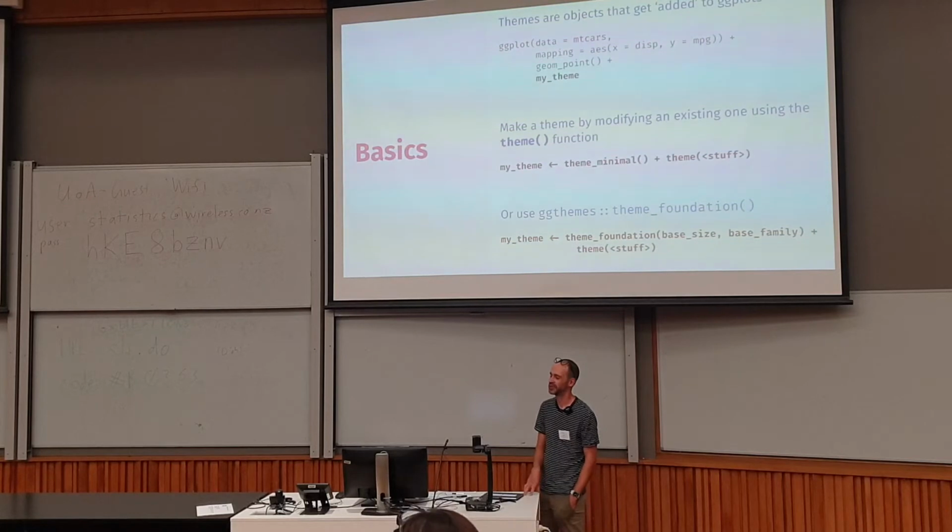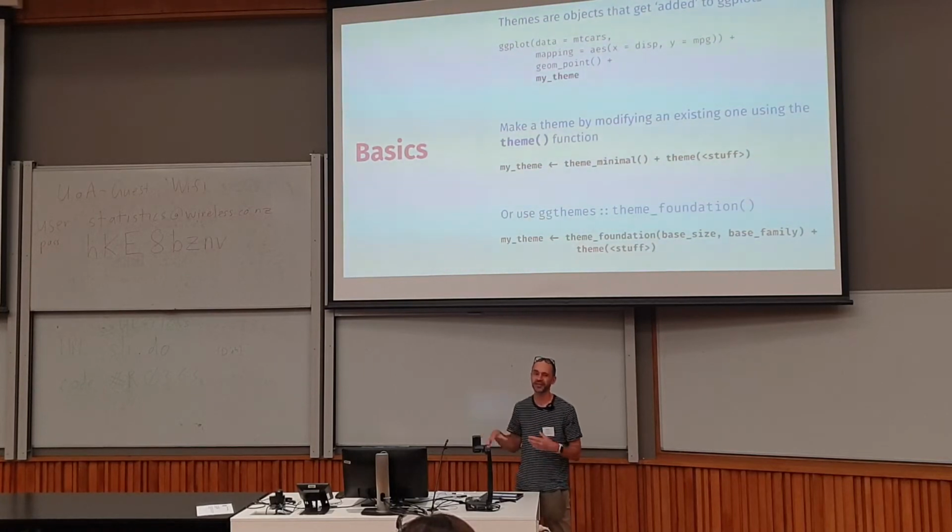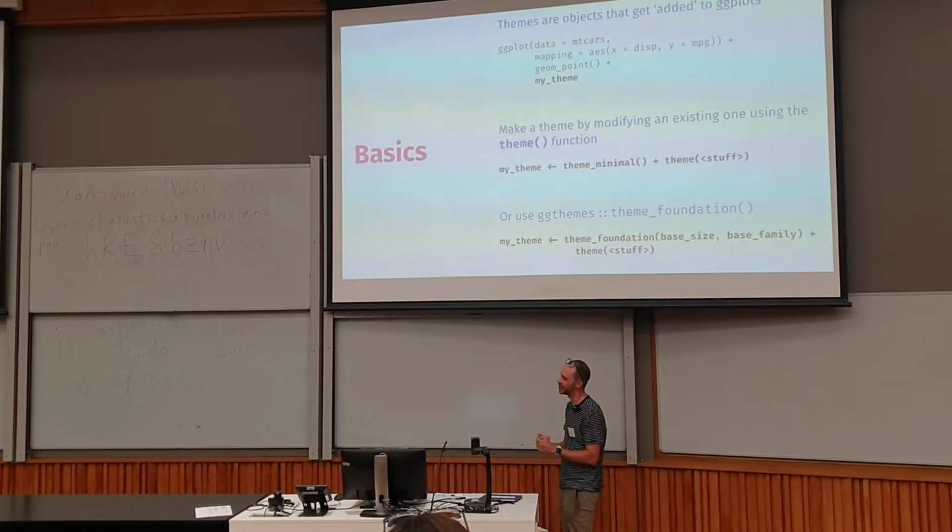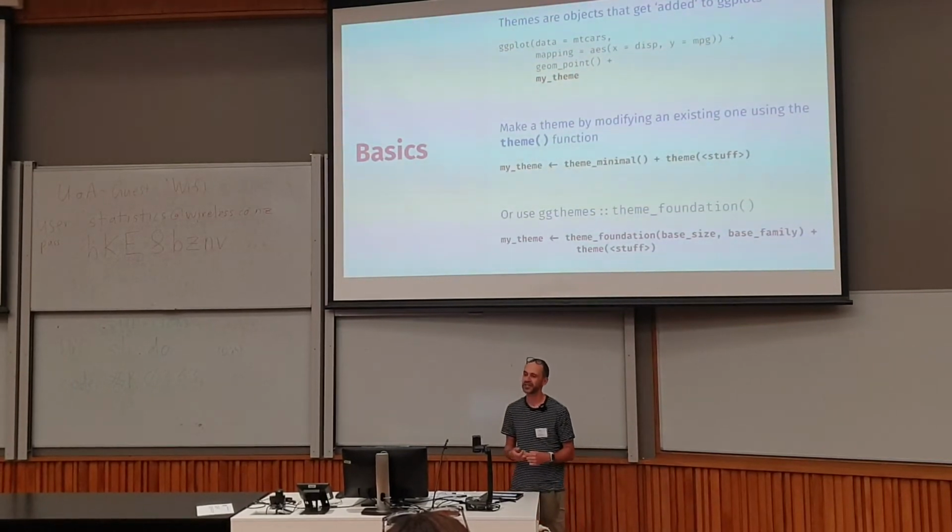How do you make the theme in the first place? The easiest way is to modify an existing theme. So you go, my theme is theme minimal plus, and then you use this theme function, and you put a bunch of stuff in there, and that makes your theme. You don't have to start with theme minimal, but it's possibly quite a good starting place because it's minimal. You don't have to remove too much junk from it to start with. There's also, in the ggthemes package, the theme foundation function, which is another starting point. The nice thing about this is it has options for the font family and the size of that font that you're going to use, which is very important because a lot of the stuff that you're styling is text.